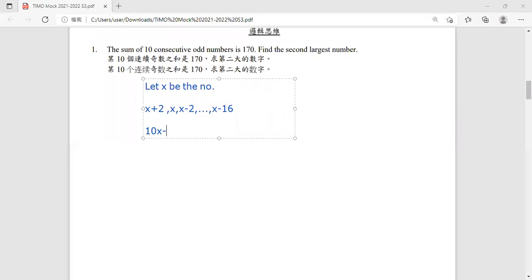Okay. 10x minus what? Minus 4, minus 6, minus 8, minus 10, and so on, and 60, and equal to 170. Okay, you got this one. And 10x equal to what? X equal to what?